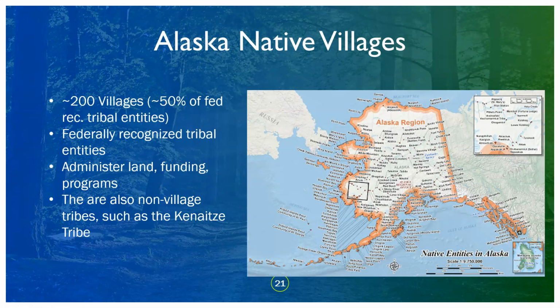Then you have these smaller village corporations, which are more or less a village corporation for each of these Alaska Native villages. There are exceptions. For example, you might have two or three Alaska Native villages that have one corporation between them. But for sake of argument, you basically have an Alaska Native village and then an Alaska Native Village Corporation that helps provide services to and manage lands around that are sort of related to that Alaska Native village. These groups administer land, funding, and other programs.